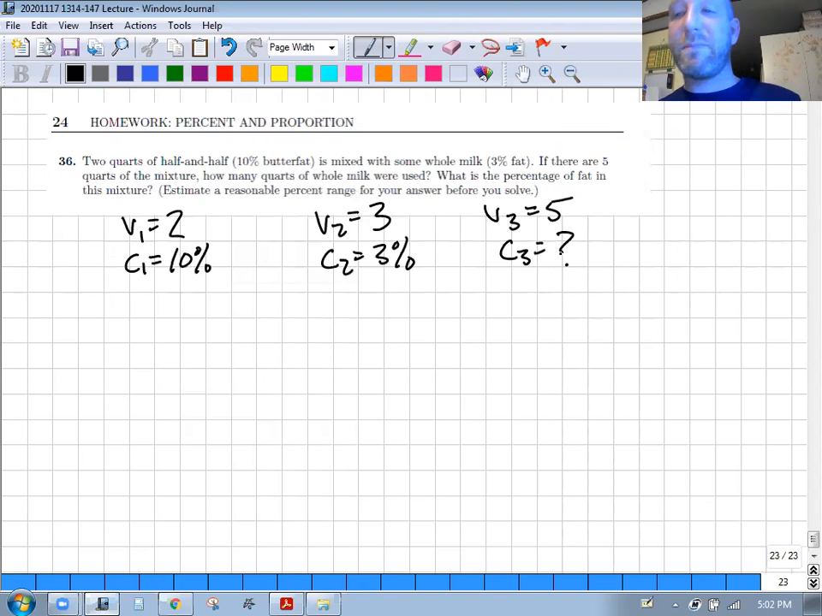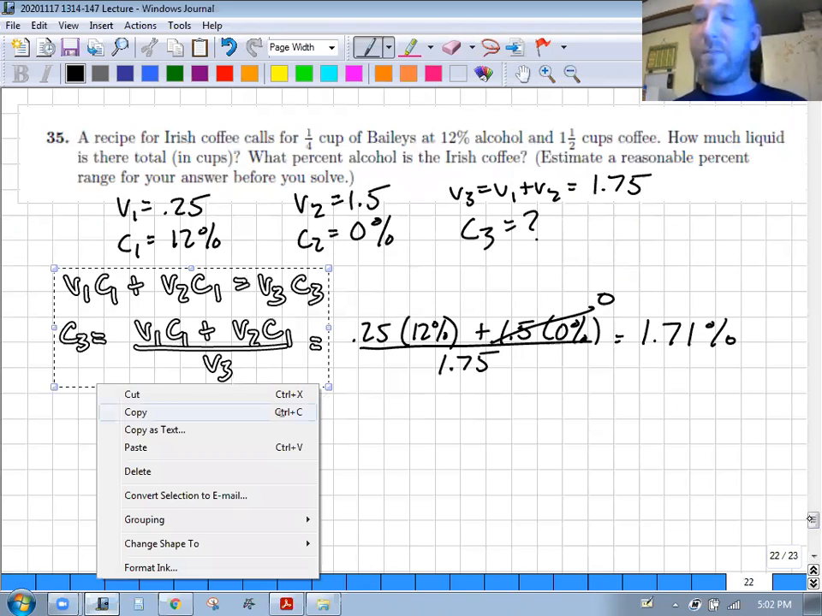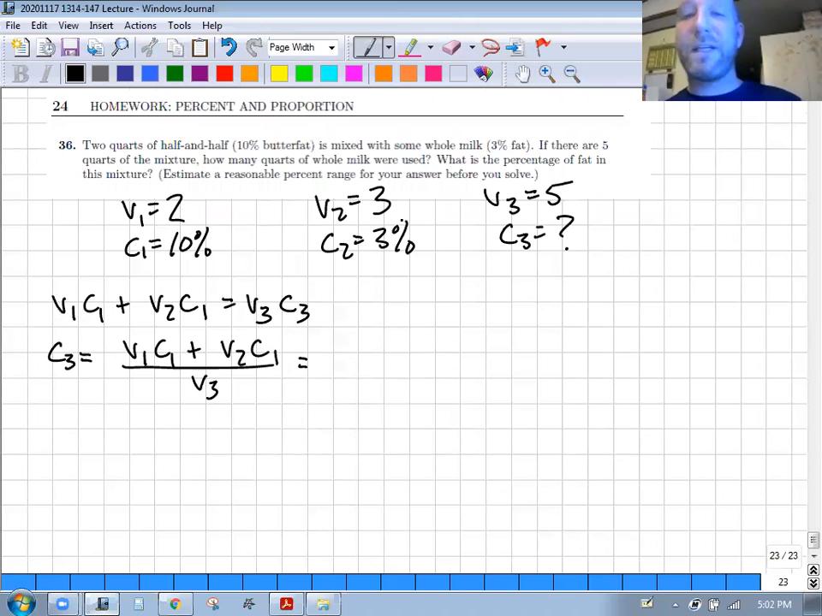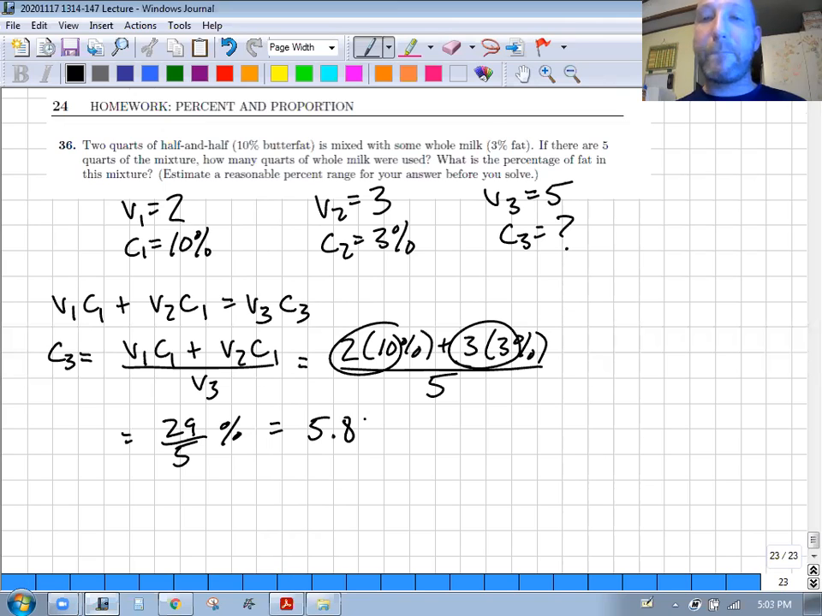What percentage of fat is in the mixture? So it's the exact same formula we had before. This time they told you V3 instead of V2, but since you add them together, that should be obvious. C3 is 2 at 10%, 3 at 3%, divided by 5. So we have 20% plus 9%, that's 29%, divided by 5. 29 divided by 5 is 5.8%, right in between 3% and 10%.